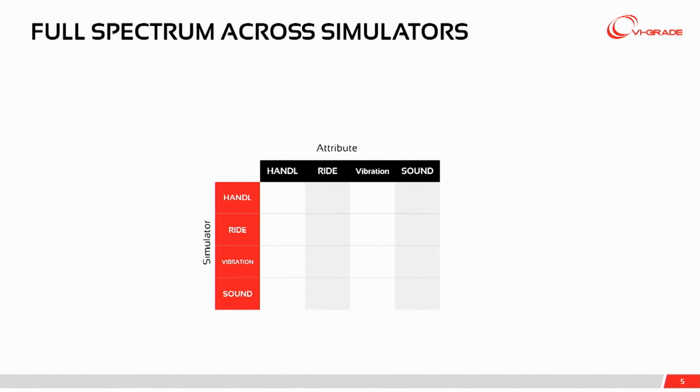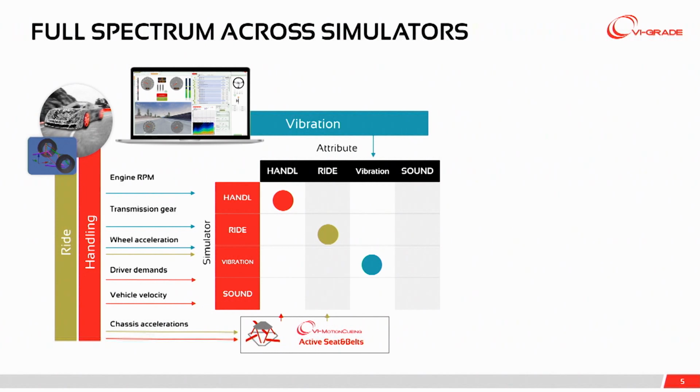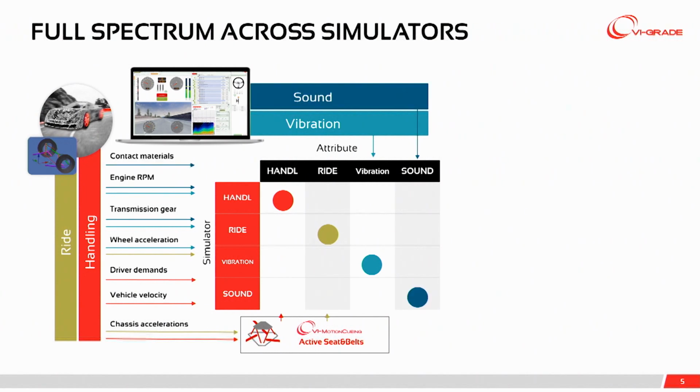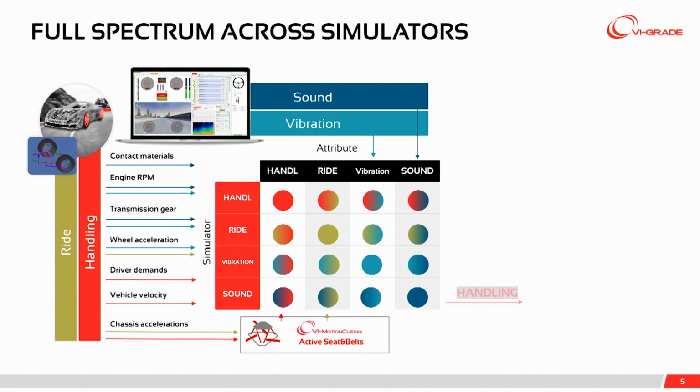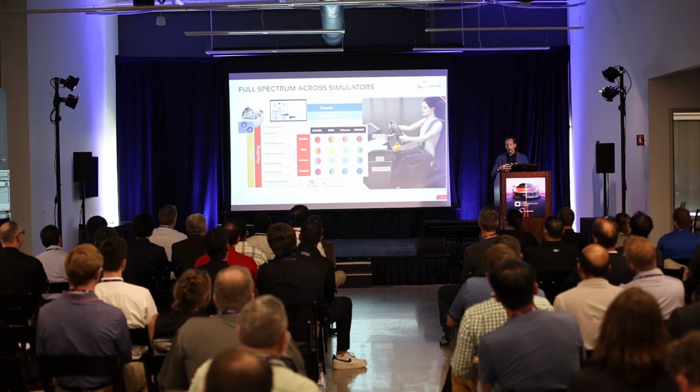Now we can look at what an ideal situation would be for a full-spectrum multi-attribute simulator, combining ride and handling and sound and vibration. We can look at the individual attribute of each, and we could build a simulator to simulate each one. That's kind of what we've done in the past. We can build a handling simulator or a ride simulator or a vibration simulator or a sound simulator. But what we really want to do is create a simulator that encompasses all these attributes at once. Again, all of these things feed into each other, and we want to create a virtual prototype that has all these attributes and frequency ranges together simultaneously.